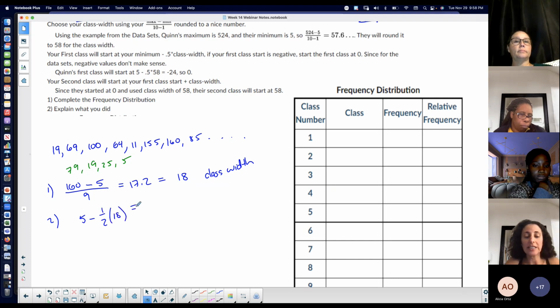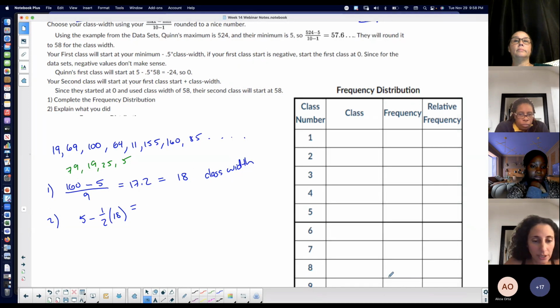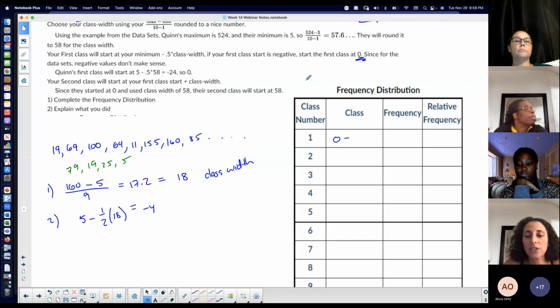This is actually an easy calculation, but I'm going to show it on the calculator. 5 minus 0.5 times 18 is -4. Okay, so I'm following instructions. If your first class start is negative, start the first class at 0. My first lower class limit is 0, since for the data set, negative values don't make sense. So cool. I'm following the instructions. My first class is 0.